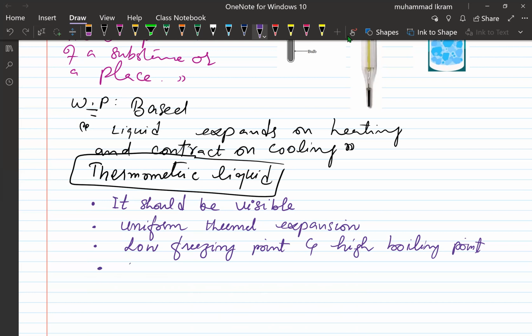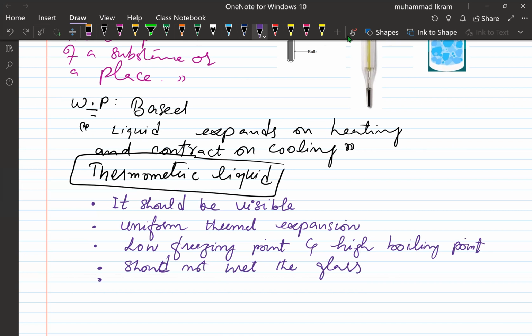It should not wet the glass. Why? Because if it sticks to the glass, then for the next use or reuse it will be very difficult, right? We wouldn't be able to find the exact reading, or we would have to wait longer. So it should not wet the glass. It should not stick to the wall of the glass. It should not be that adhesive.